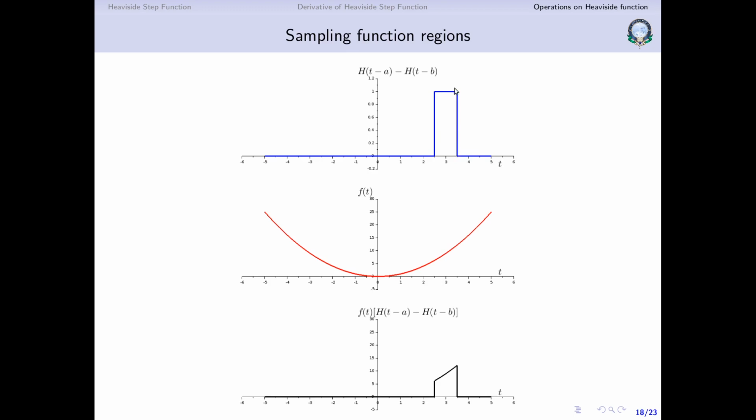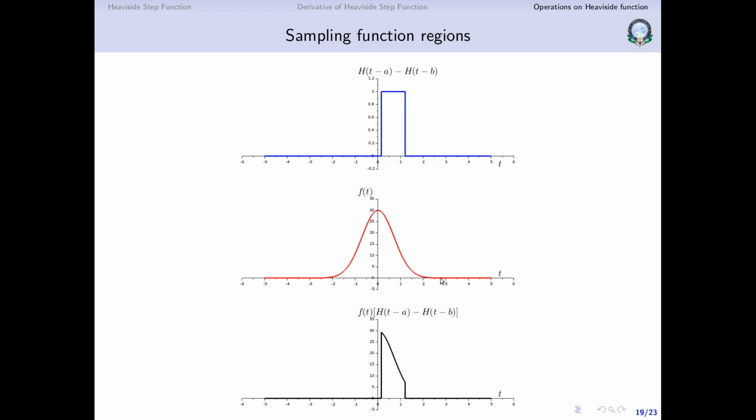Again I take this same parabola, f of t equal to t square, and when I multiply them, what will happen is, wherever this function is 0, it is 0 here. This region also will be 0, and this region we have zeros, so here also we'll have zeros. Only within this region between 2.5 and 3.5, we will have the product taking the same value as the function itself. So likewise, we can sample different regions of the function itself.